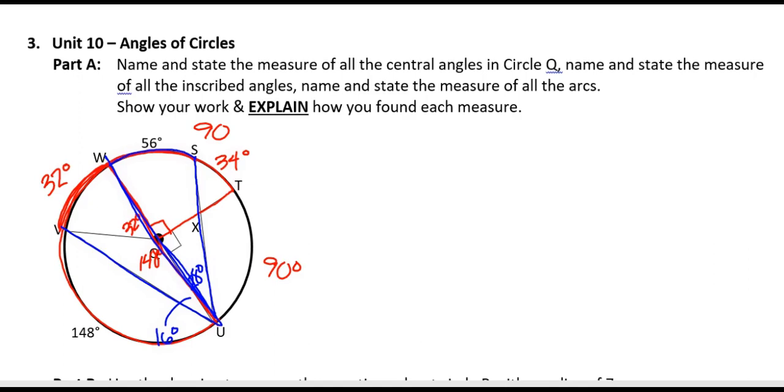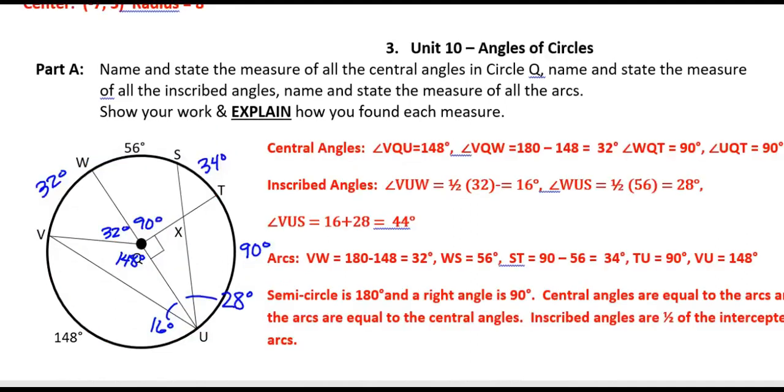So then if we start talking about our central angles, actually let me just hold right here and we're going to go to my other drawing. So here we have our central angle VQU. So if we look at VQU, that's 148. Then we have VQW, that one was 32. Then we have WQT, which was 90, and we have UQT, and that was also 90.